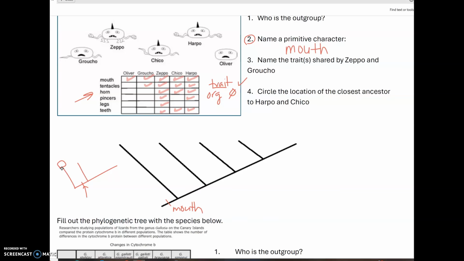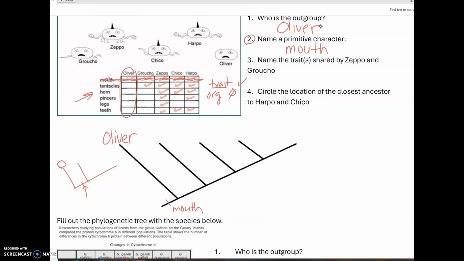You would only have what we call derived characters or derived characteristics, which are characteristics that only some of them have. Okay, so once we've put the mouth on there, we're going to cross it off because that trait's already taken care of. Now we're looking for an organism that doesn't have any further traits. And you see that Oliver has no other traits. So Oliver's going to go here. That means that Oliver is our outgroup. He has the least number of traits. He's kind of the first or most primitive organism in our tree. So Oliver is our outgroup.